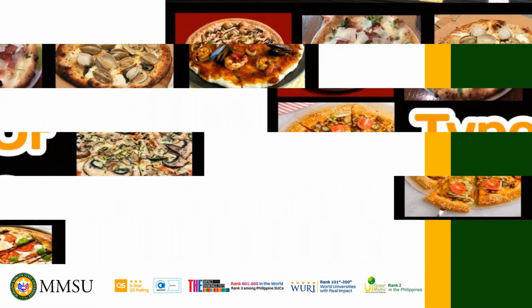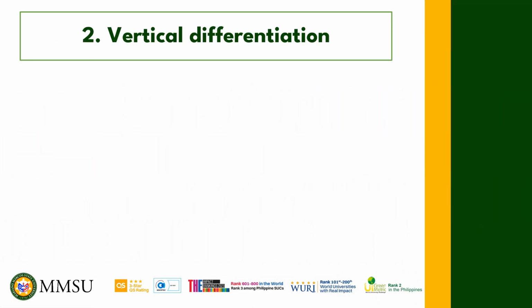Okay, so let's move on to the next type, which is the vertical differentiation. When we say vertical differentiation, it occurs when products differ in quality, performance, or features, making one objectively better or worse than another. So consumers often make choices based on perceived value, with higher quality and usually higher price options appealing to those willing to pay more for enhanced features or performance.